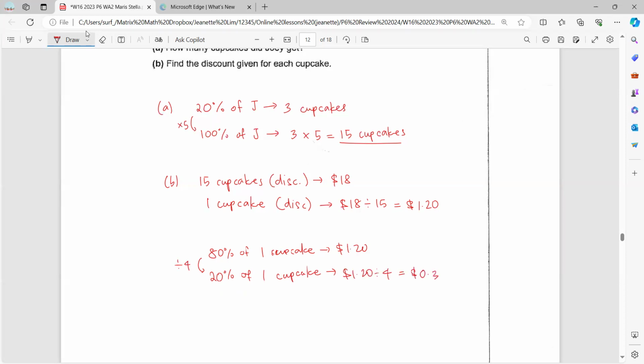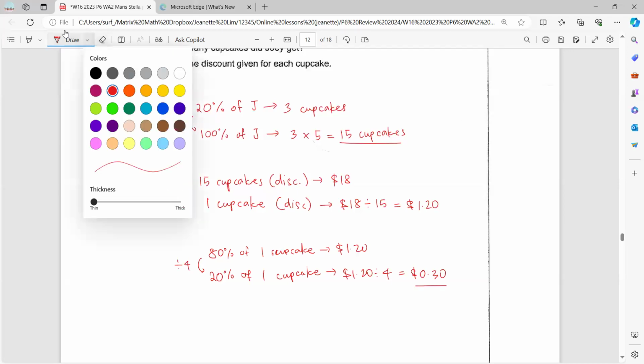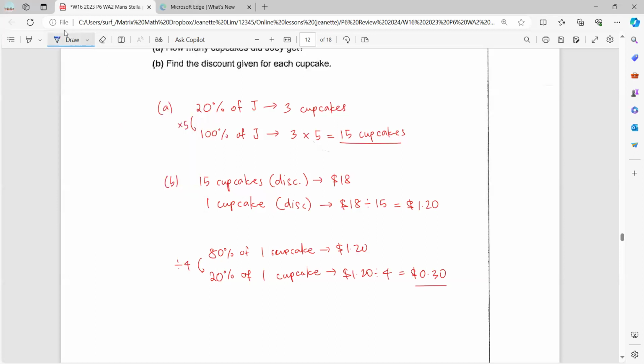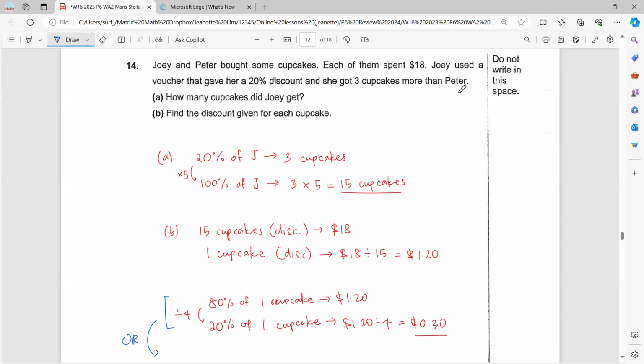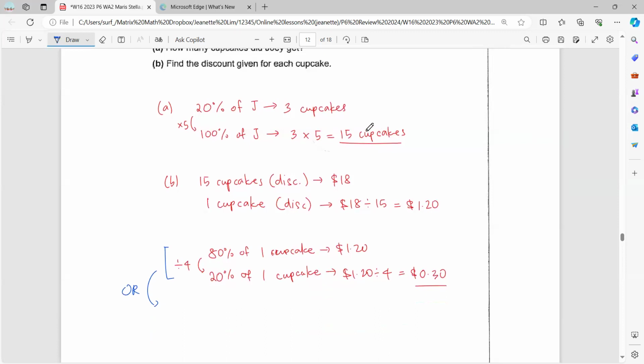So this is one way. The other way is we use Peter, the information given for Peter to help us find the discount. How? Peter spent $18 as well, and the number of cupcakes that he bought is 3 less than Joey.